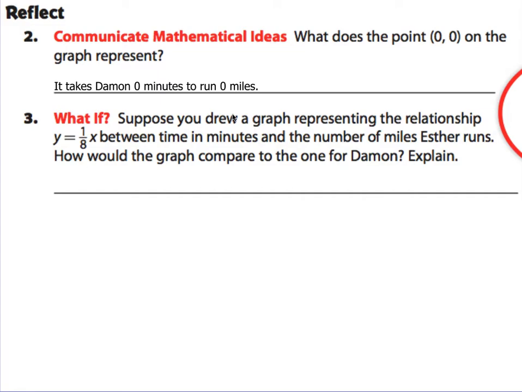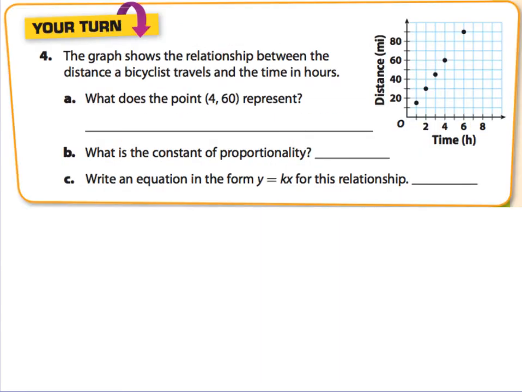So for number 3, it's a question about what if. I'd like to have this discussion with you guys in class, so please don't cross it out. We're going to talk about it when you come to class next. And then number 4, you have a Your Turn problem, so I want you to tell me what this point represents, what the constant of proportionality is, and then write the equation for me. So you're going to pause, and then when you come back, you're going to check your answers.